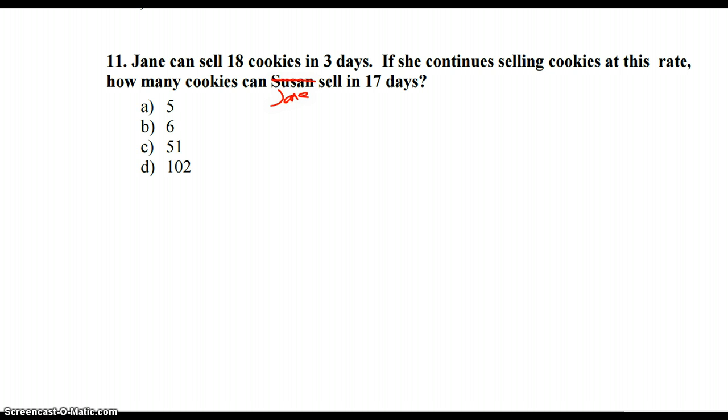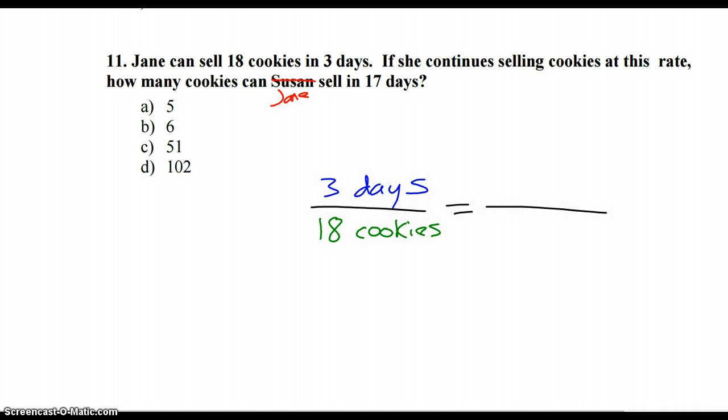So we're going to set up a proportion here. And you can do this a couple different ways, but if she sells 18 in 3 days, then how many will she sell in 17 days? We can go about this in a couple different ways. You can do the fish method here, because we're going to be solving for x. So you can take 17 times 18 divided by 3. So we can do that real quick.